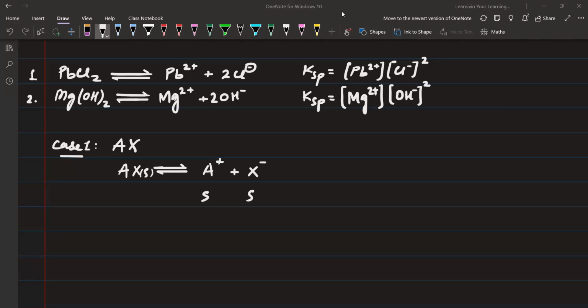आ रही बात समझ में? हाँ या ना? Tell me guys. अरे बोलो यार, जल्दी बोलो. I'm writing the concentration of A positive as S, the concentration of X negative as S. ठीक है. S is the concentration here. So whatever amount of A positive will be there, the same amount of X negative will also be there.